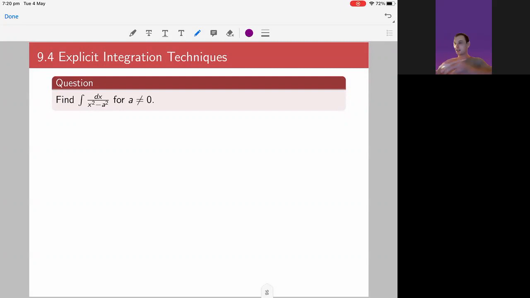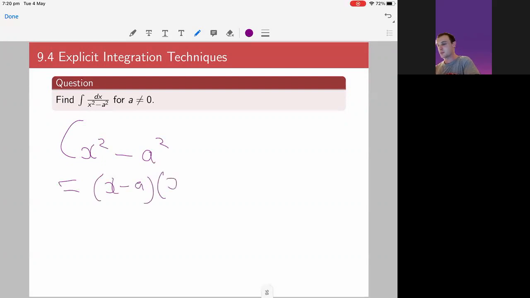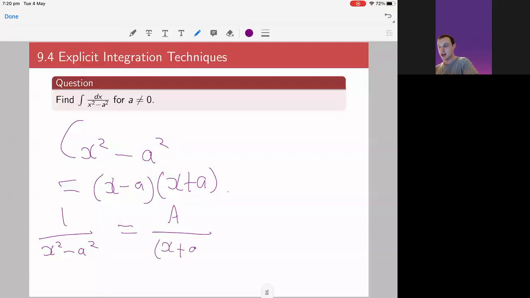Now, as I suggested before, the way we do these sorts of questions is by factoring the denominator. A difference of two squares is pretty easy to factorize. And so what we really want here is to express 1 on x squared minus a squared as some fraction whose only denominator is x plus a, and some fraction whose only denominator is x minus a.